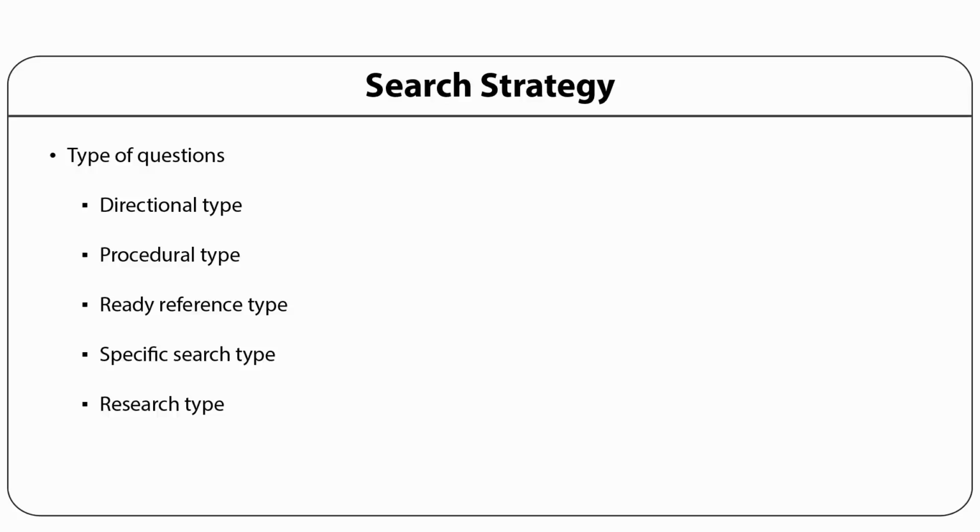Questions pertaining to the rules and regulation of the library for members, policies and procedures within the library, or holding information, etc., are procedural type of queries and do not require any search. About 10% of the questions received by a library are of procedural type of questions.